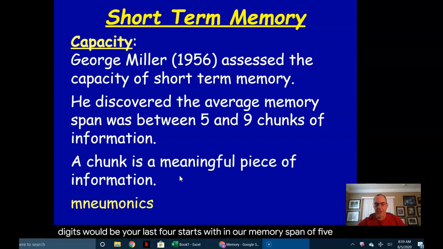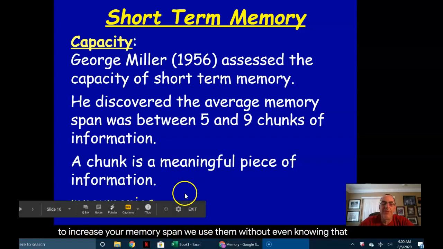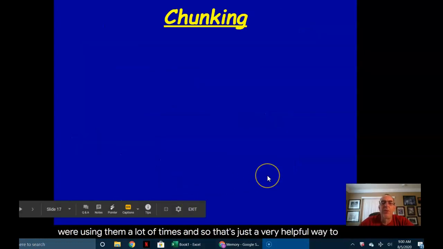And this is why when we use mnemonic techniques, we could actually increase our memory span. So for example, some of you guys may be nursing majors out there, and when you have to take your anatomy class, you have to memorize different bones or different muscles or different cranial nerves or whatever. And we make these little mnemonics, these little memory tricks to remember the information. And so in the textbook, they actually talk about different types of mnemonics you can use to increase your memory span. We use them without even knowing that we're using them a lot of times. And so that's just a very helpful way to increase your memory span.